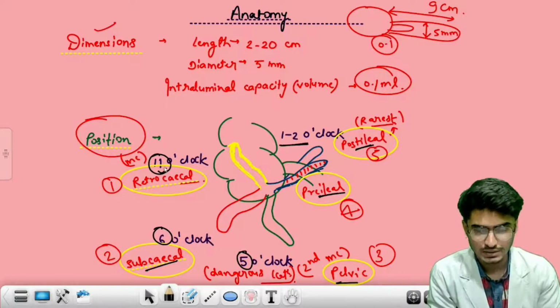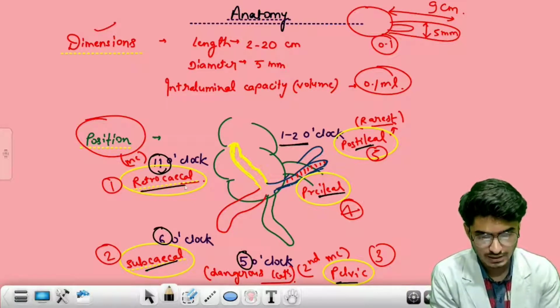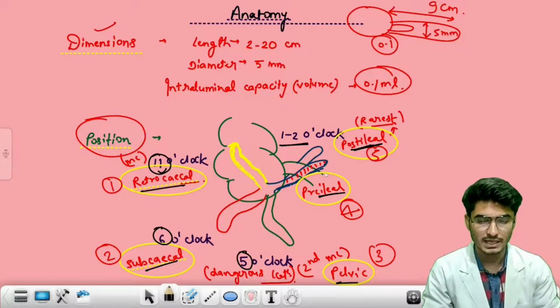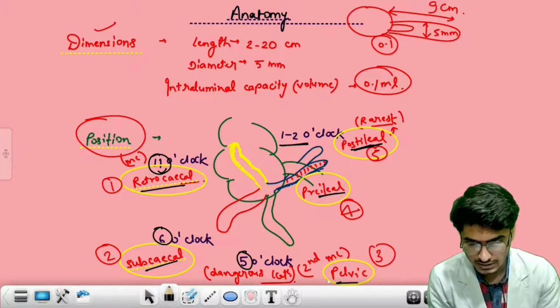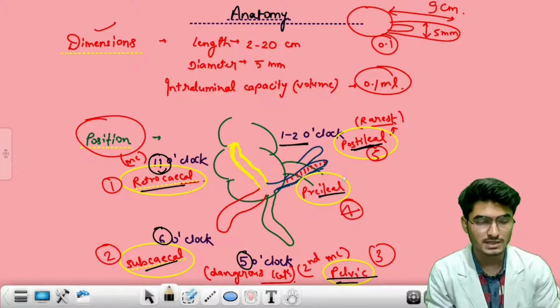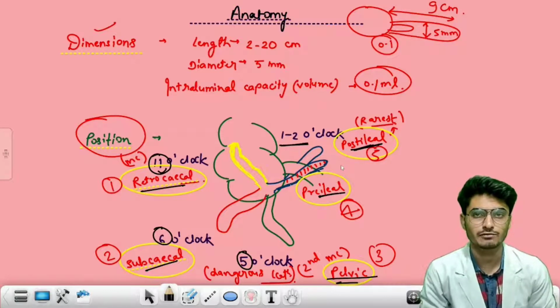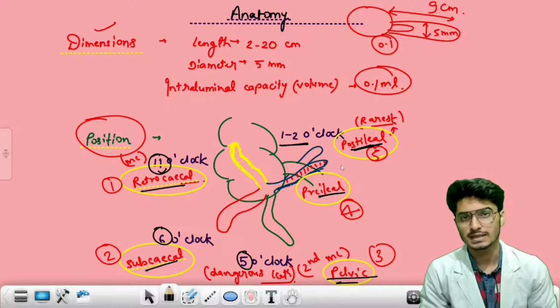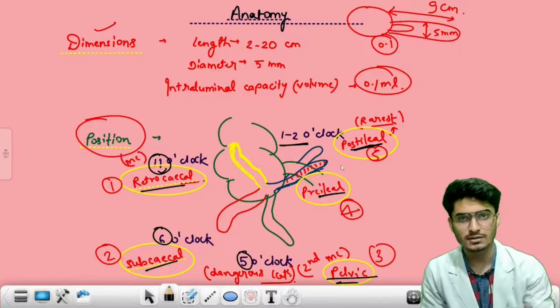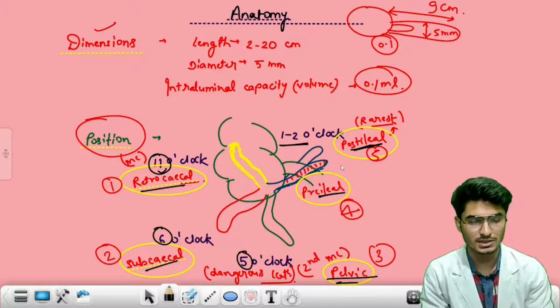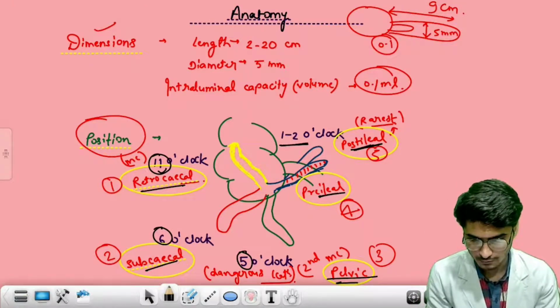What is the most common position? The retrocecal one. What is the rarest position? That is the post-ileal one. And what is the most dangerous position? That is pelvic. Since it is directed towards the pelvis, the abdominal signs of this appendicitis are not marked properly. That's why the diagnosis is delayed, with more risk of perforation, and that's why it is the most dangerous position.